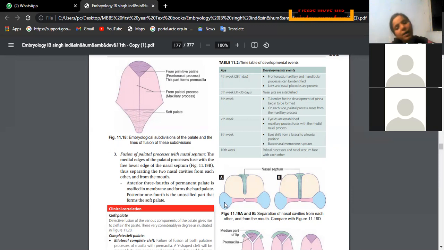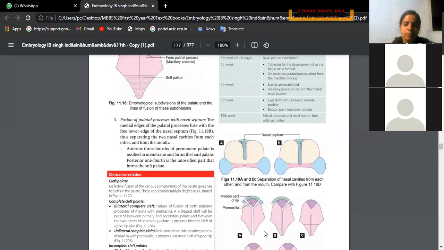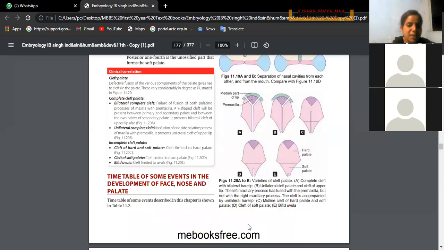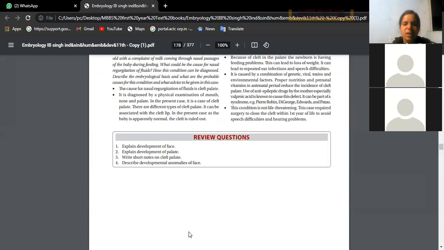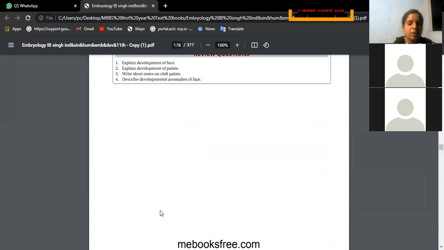For hard palate, you have to talk about all this. Whatever is given and whatever we are seeing, only that you read and write, beta. Clinical scenario is not required. The question comes like this only: development of palate. Cleft palate means defects, anomalies. Same questions which are usually asked are written here. All four are important.